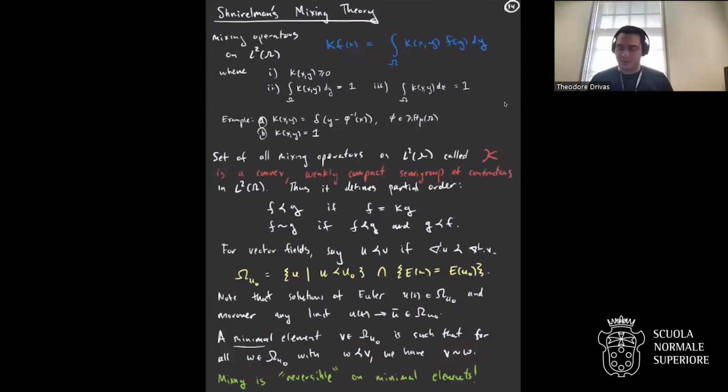So in a way, you could say these minimal elements are those for which the mixing is reversible. If I mix them with some mixing operator K, then I can find a potentially different mixing operator, which will sort of unmix it, bring you back. Okay, there's some reversibility here.